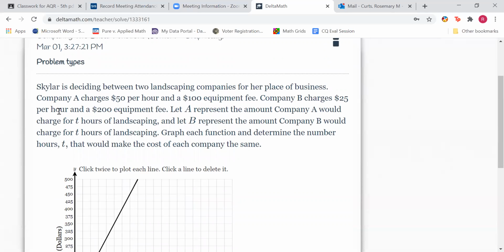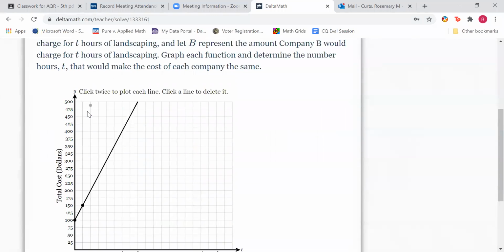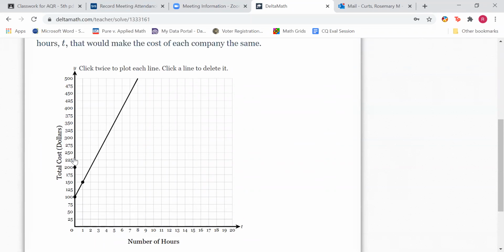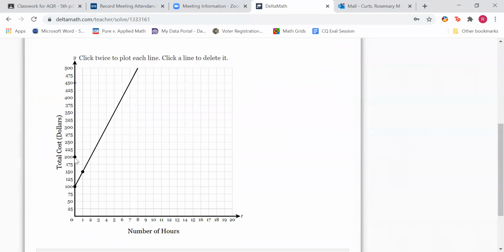Company B charges $25 per hour and a $200 equipment fee. So before you even get started, you owe them $200 for equipment, but they only charge $25 an hour. So after 1 hour, it only goes up to $225. 2 hours, $250. 3 hours, $275.